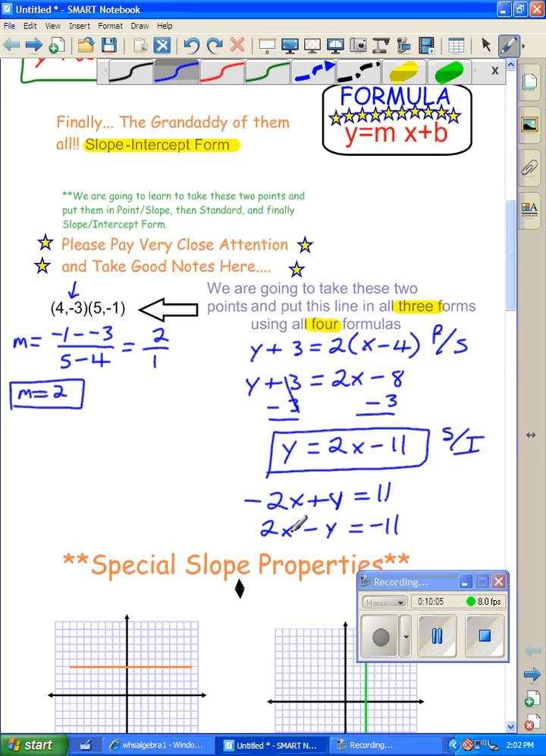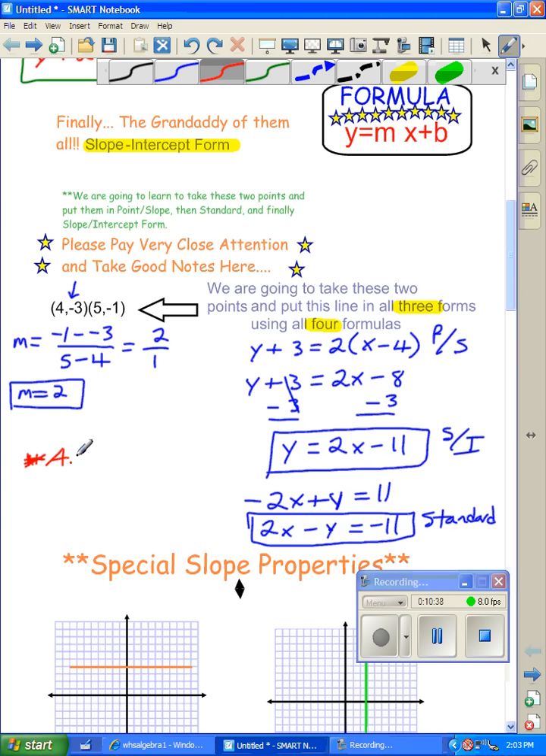Here are the rules that go with standard form. When you get your equation in standard form, all three numbers, A, B, and C, are integers. A has to be positive, and both A and B cannot be 0. And I'll go over that with you more in class tomorrow. Oh, let's write them down real fast though.